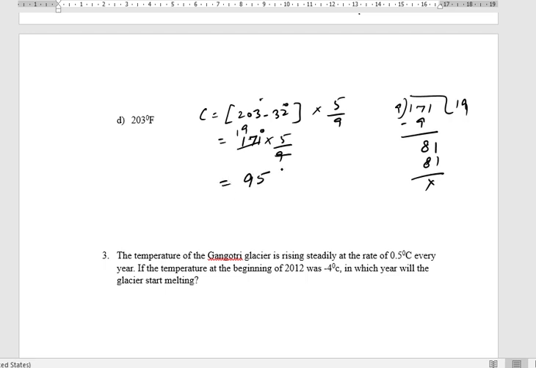95. So we can say this is in C. So we can write 203 degree Fahrenheit equals 95 degree Celsius. Now let's move to the next question.